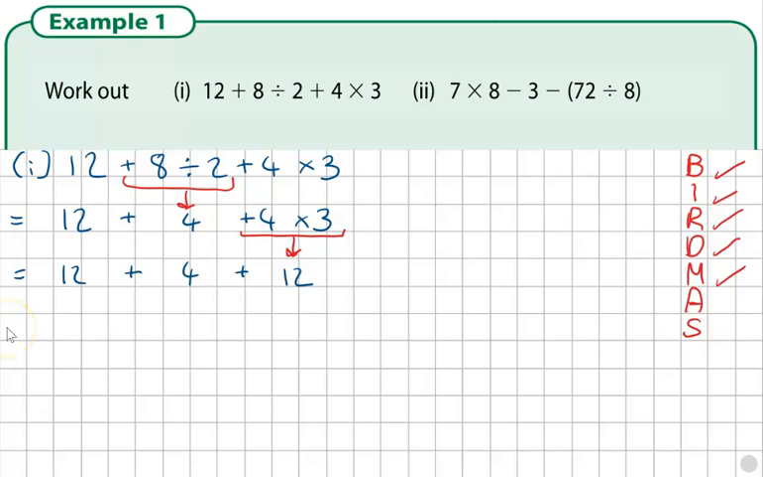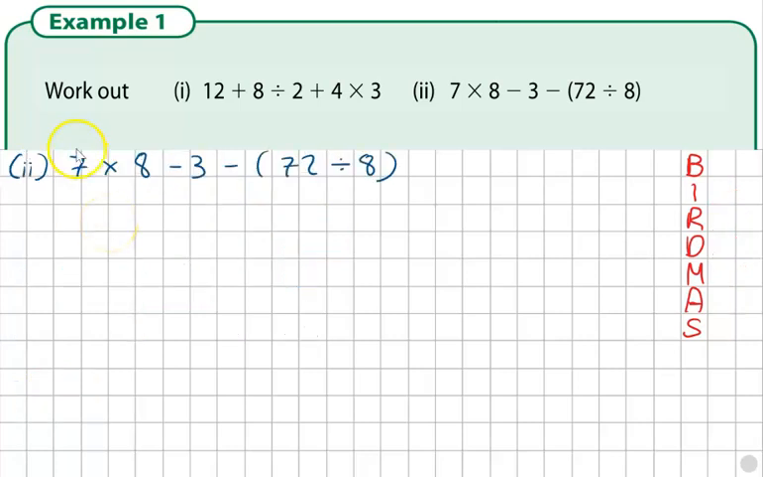So next on my list I have A, which stands for addition, and I do have addition to do. So I'm going to work from left to right. Now I've only addition left. So 12 + 4 gives me 16. I bring down the + 12, and 16 + 12 gives me 28. The S at the end there stands for subtraction. I don't have any subtraction, so there's no more to do here. My answer is 28. And you can check this by inputting this into the calculator, and you should get 28.